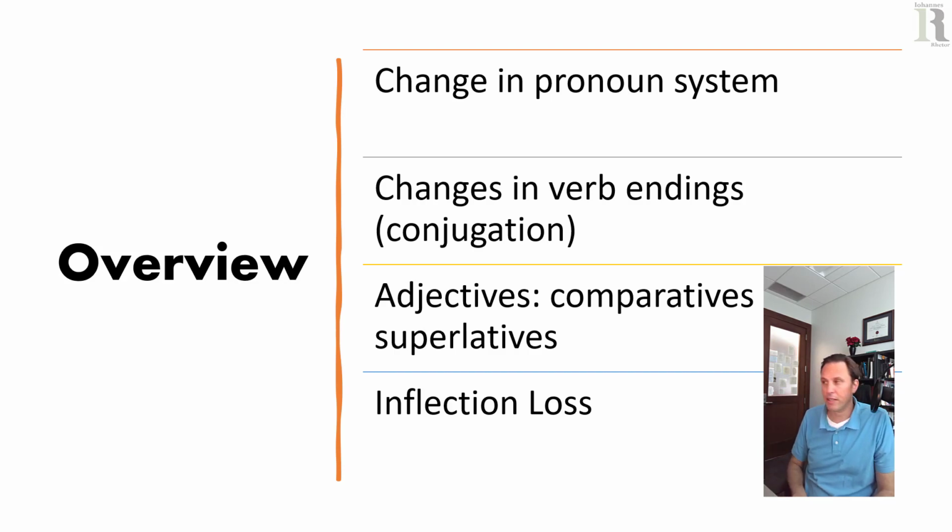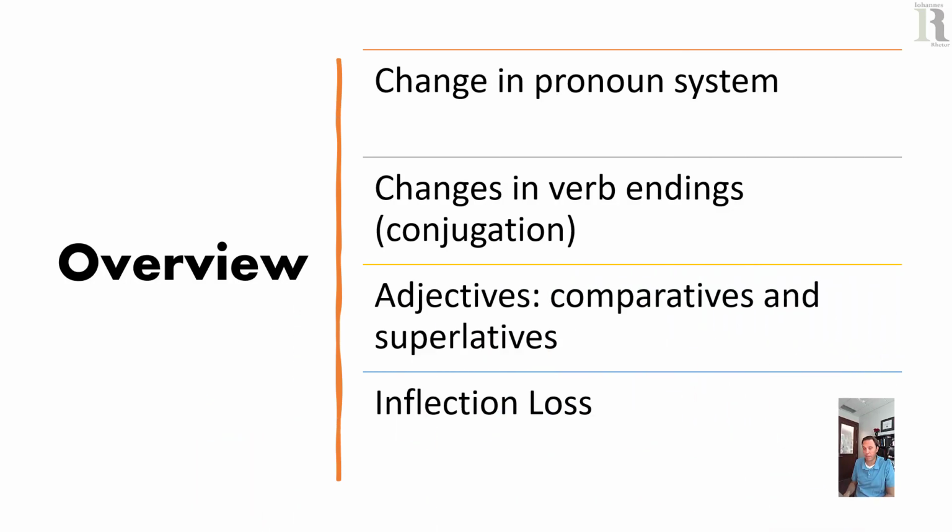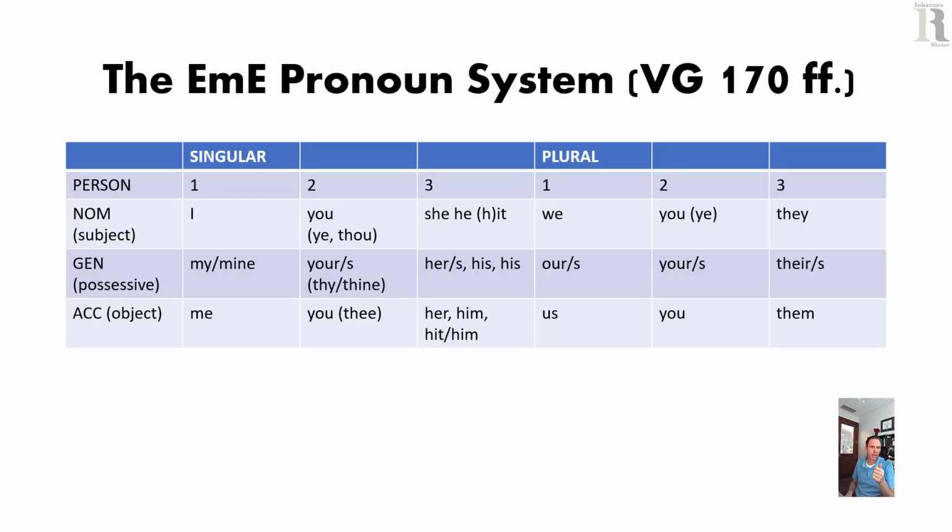There were changes in verb endings, or conjugation, a word you might have learned if you've studied any language formally. There were also changes in how adjectives form comparatives and superlatives, like good, better, best, long, longer, longest. And overall, there was an increasing process of inflection loss. That is, more and more of a shift of English from the synthetic to the analytic category of language, where the function of words is increasingly determined not by changes in the form of the word itself, but by its position in the sentence. Let's look at the pronoun system first.